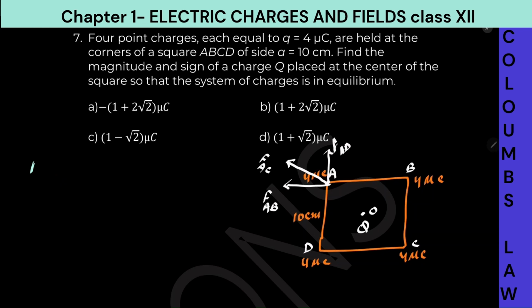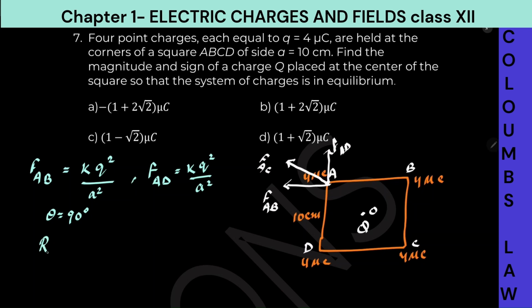So force on A due to B will be equal to K. Both charges are same, so I will put the values at the end. So K Q1 Q2, Q square upon separation. All of them are similar, so the separation is A square, where A I am taking as 10 centimeter. Similarly, what's the force on A due to D? K, separation same and charges are same, so A square. Two forces acting at what angle? Theta is 90 degree.